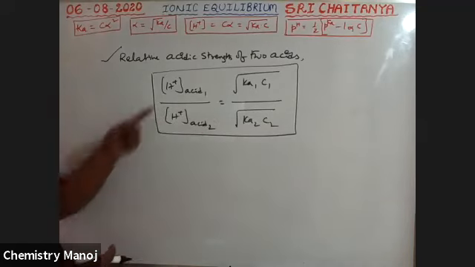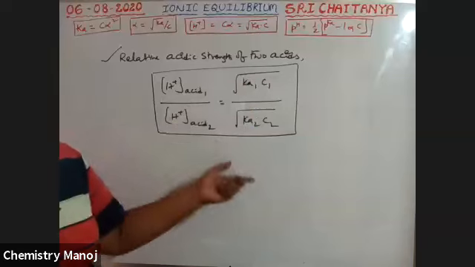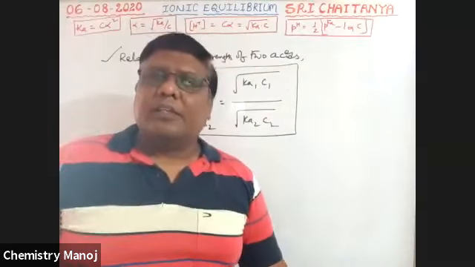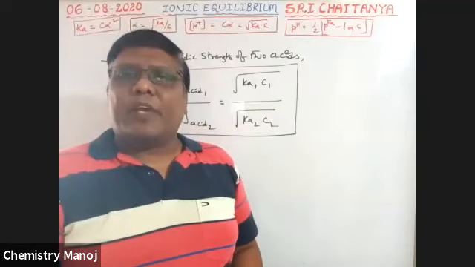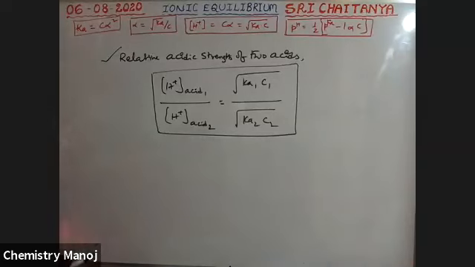Similarly for bases, OH minus of first base by OH minus of second base is equal to under root Kb1 by Kb2 like this. So it is the way to express the concentration. Very, very important, boys. Okay. So relative acidic strength is explained with the help of these Ka values. Now we are taking some problems based on this topic.